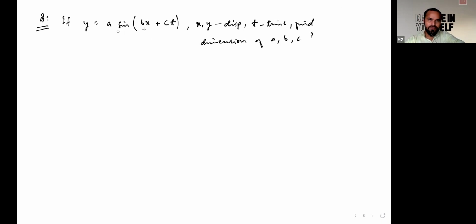Just see the sine of this whole part, whether this b times x or this c times t. These two terms define the angle related to that sine. So this would be your angle, and we already know that angle is a dimensionless term. So for any term which is dimensionless, just equate it to 1.